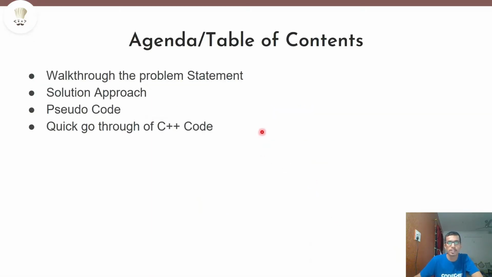Our agenda for today's video is going to be as follows. First, we will walk through the problem statement and try to understand what the problem is trying to say. Then, we will see the detailed solution approach for each of the subtasks, followed by which we will be seeing the pseudo code and then doing a quick go through of the C++ code.